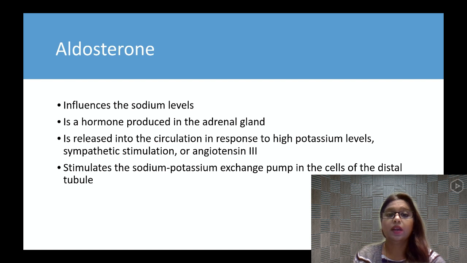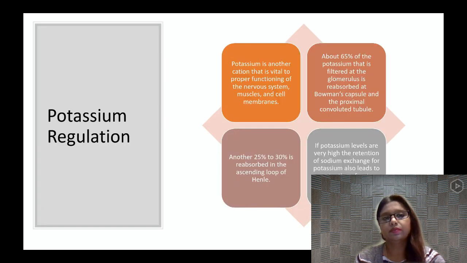It is a hormone that is produced in the adrenal gland, and it is released into the circulation in response to high potassium levels and sympathetic stimulation of angiotensin 3. It stimulates the sodium-potassium exchange pump in the cells of the distal tubule.